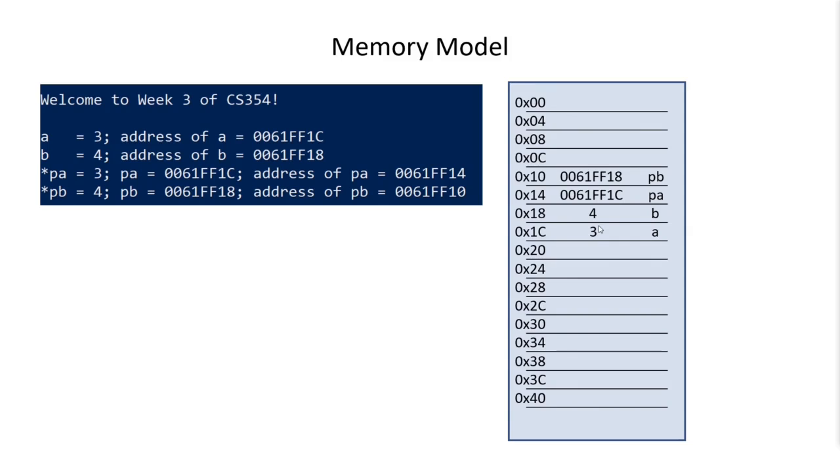And again, in binary, that's going to be 32 bits. The first 30 of them are going to be zeros, and then we've got 1, 1.